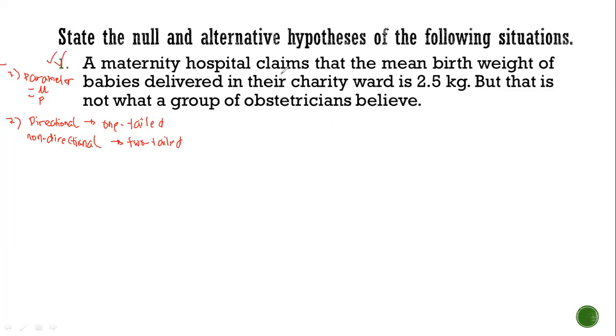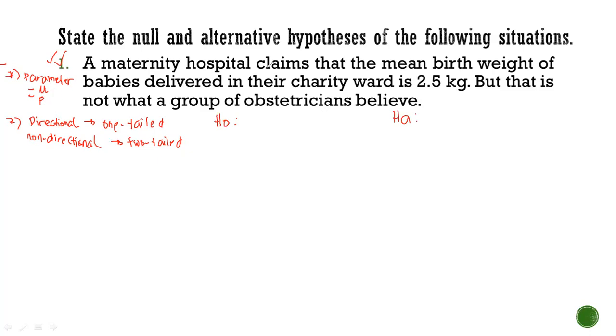So a maternity hospital claims that the mean birth weight of babies delivered in their charity ward is 2.5 kilograms. But that is not what a group of obstetricians believe. Okay, this is our scenario. We need to come up with your first null hypothesis and then later your alternative hypothesis. Okay, first step, we need to know the parameter. Ano kaya yung parameter na nagamit? Is it mean or proportion?